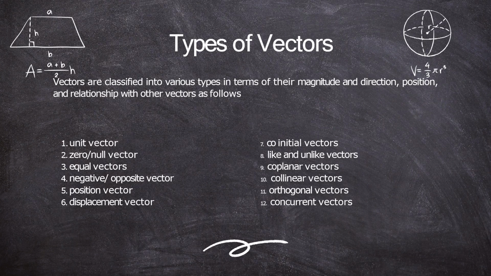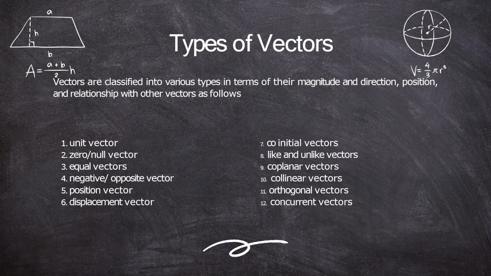Position vector talks to us about the position of the vector. Displacement talks about the displacement. Again, we have collinear, coplanar, orthogonal, concurrent. In this, orthogonal is very important. Orthogonal vectors means they are at an angle of 90 degrees from each other.